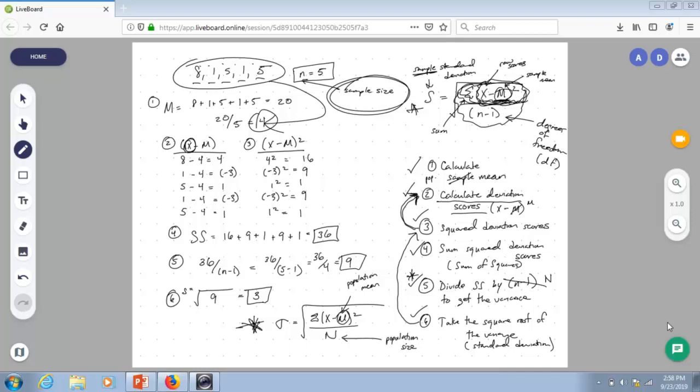So for a sample, to drive that point home, my sample standard deviation is a 3, but if this was a population, you would likely find that the population standard deviation would be much smaller than 3. So the sample statistic allows us to get a better estimate of what the population may be, and that is done utilizing the degrees of freedom.